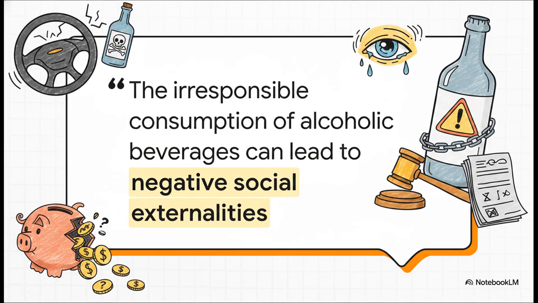It explicitly warns that irresponsible consumption leads to terrible social externalities: addiction, drunk driving, underage drinking, and a whole host of public health issues. If companies fail to manage this, governments might force them to internalize these public health costs through new taxes, massive lawsuits, or catastrophic damage to their brand.